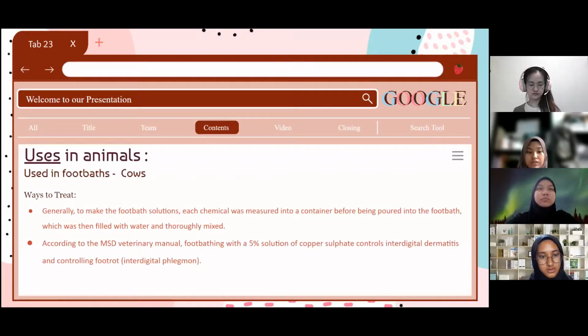So generally, to make the foot bath solution, the chemical is measured into a container and poured into the foot bath, then filled with water and thoroughly mixed. As an example, a foot bath with a 5% solution can be used to treat and to control digital dermatitis and foot rot.